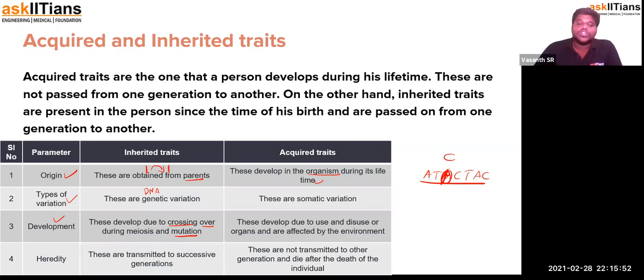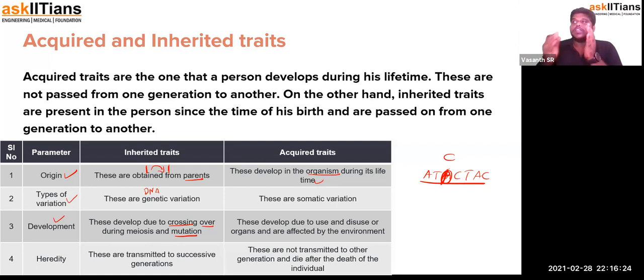And heredity. Can inherited traits be transmitted to the next generation? Of course they can, because they are part of the genetic material which gets transferred into the next generation. It is obvious that the genetic material which undergoes changes will be transferred through the gametes. So that will be inherited. It is heredity in nature.